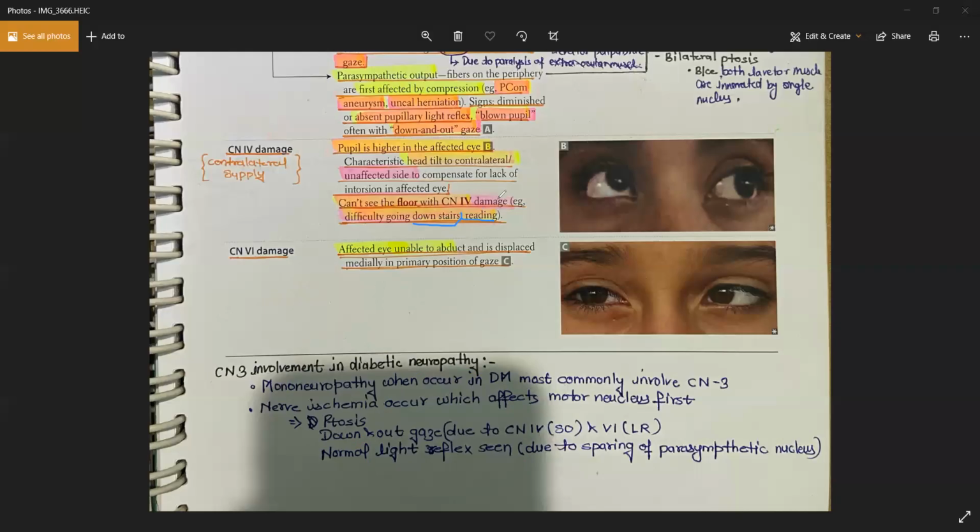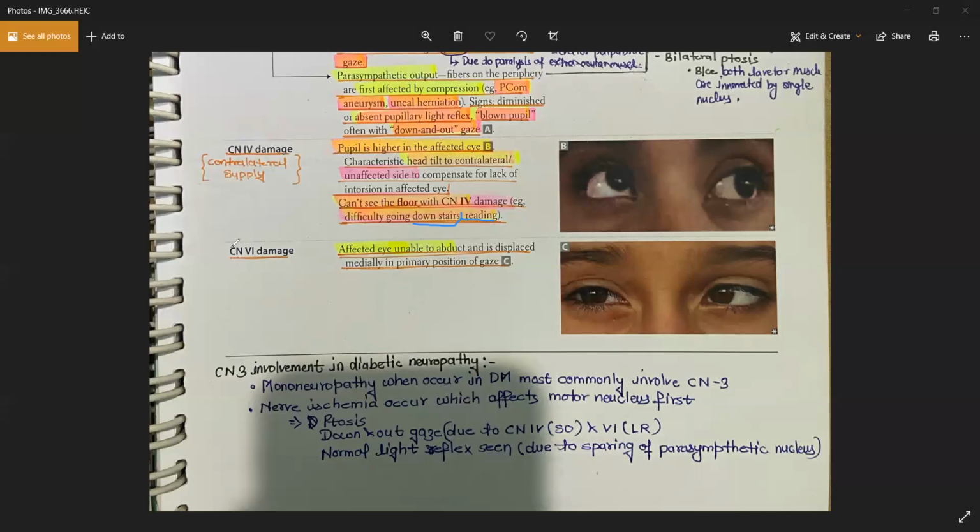So it would be a patient who has difficulty while reading or difficulty while going downstairs. They have this head tilting, right? And you will think about the fourth nerve damage after that. Okay, any doubt?